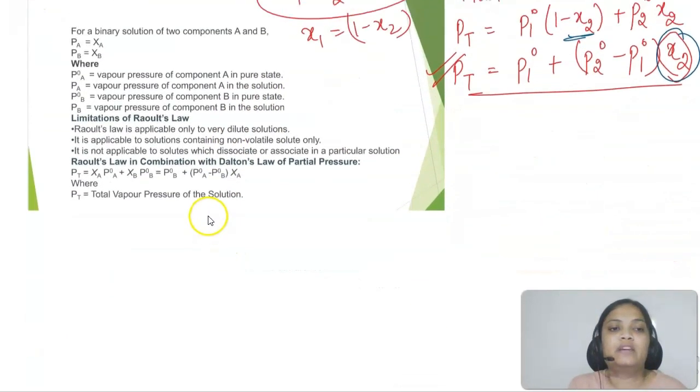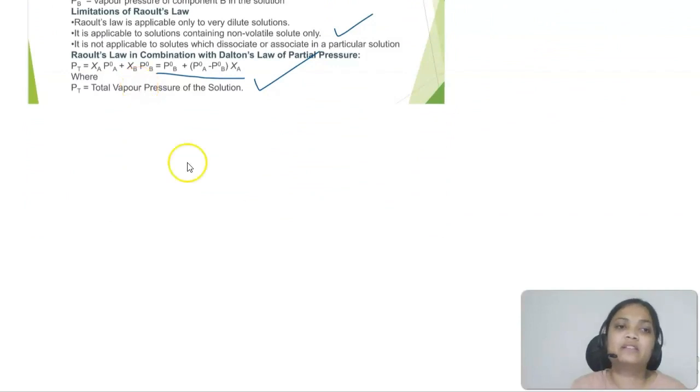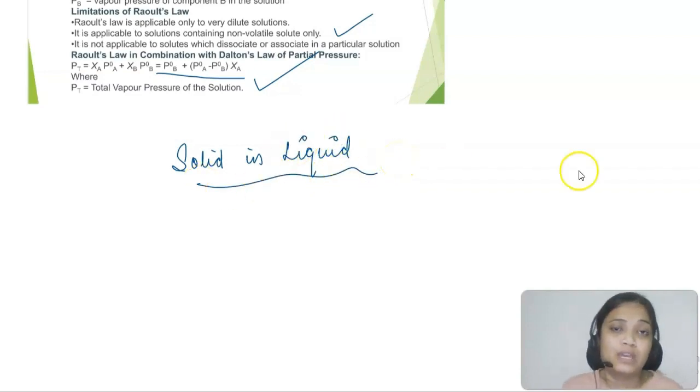So here we have taken the Raoult's law in combination with the Dalton's law of partial pressure. See, this is how it is. And see, this law is applicable only for very dilute solutions and for non-volatile solutes only, okay. So that is the thing. Now let's say if there is a solid and liquid solution, okay students, so whenever there is a solid in liquid solution, then what happens to the vapor pressure, that we have to see.